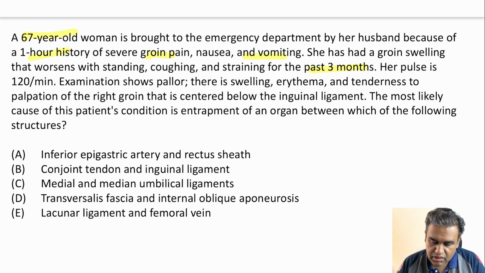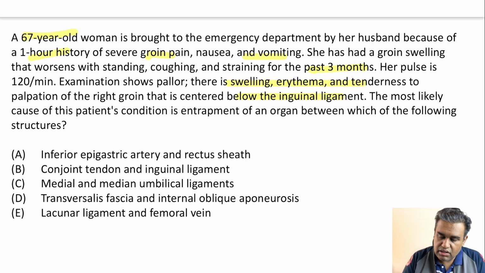Pulse is 120, slightly tachycardic. Examination shows pallor. There is swelling, erythema and tenderness to palpation of the right groin that is centered below the inguinal ligament. So all these inflammatory findings are there. The most likely cause of this patient's condition is entrapment of an organ between which of the following structures.